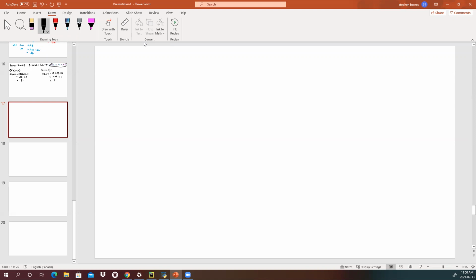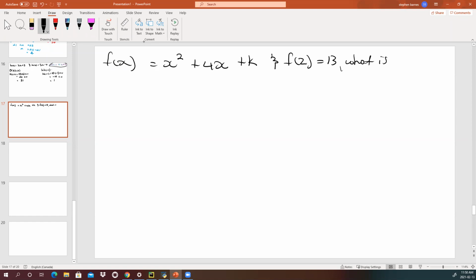Number 8 says if f of x, so we have f of x is equal to x squared plus 4x plus k. And this is similar to number 6 that we did. And f of 2 equals 13. What's the value of f of 3? All right.